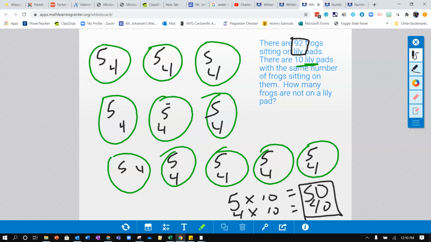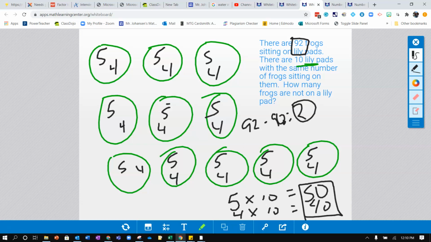I have 2 frogs left because 92 minus 90 equals 2. And these 2 frogs, I can't get them into the lily pads without cutting them up, and this is not cooking class, so I don't want to cut the frogs up. I just want them to be sitting on the lily pads. I've got 2 left over.